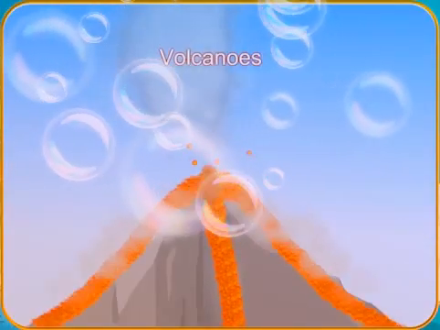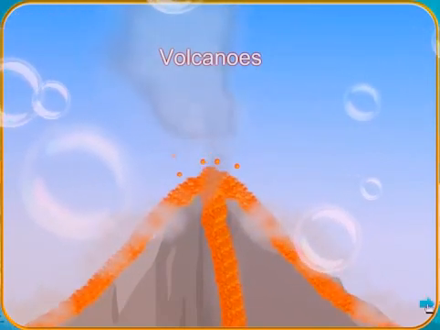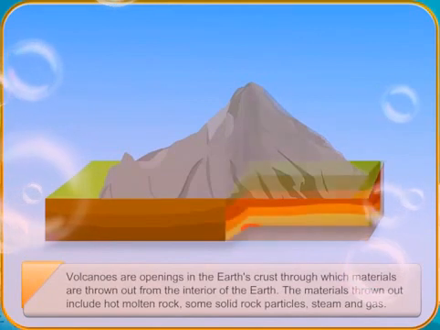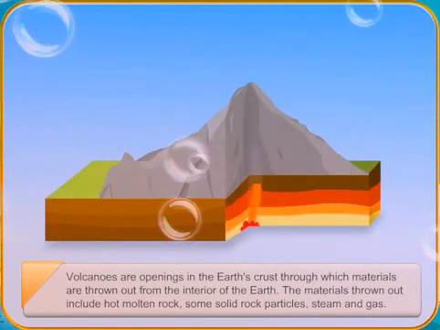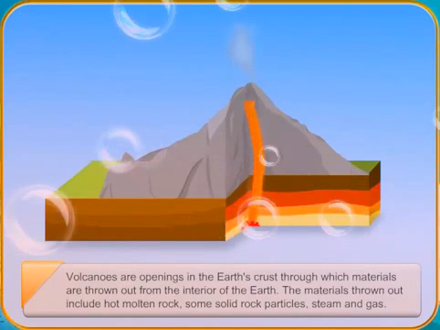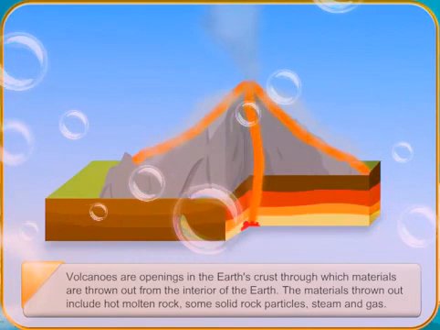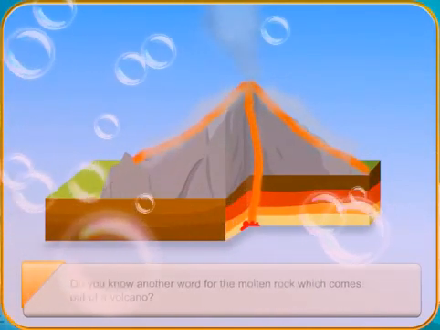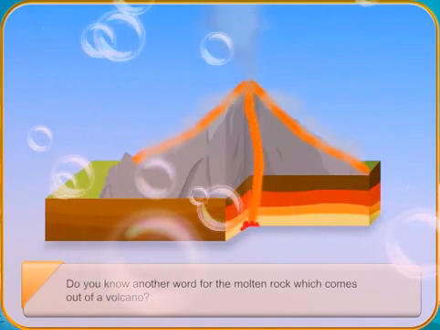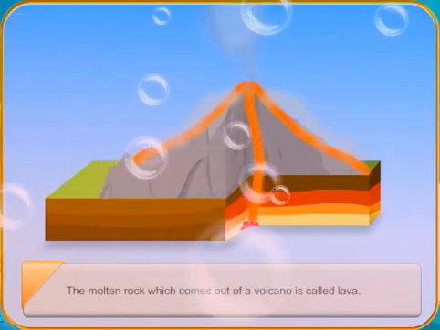Volcanoes. Volcanoes are openings in the Earth's crust through which materials are thrown out from the interior of the Earth. The materials thrown out include hot molten rock, some solid rock particles, steam and gas. Do you know another word for the molten rock which comes out of a volcano? The molten rock which comes out of a volcano is called lava.